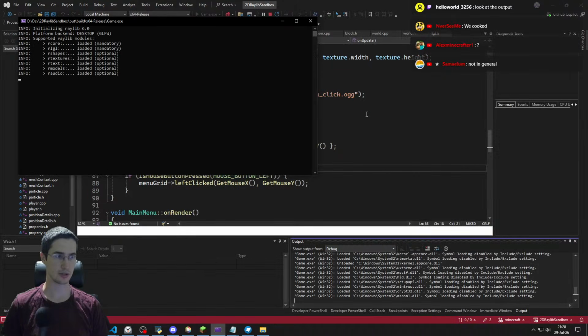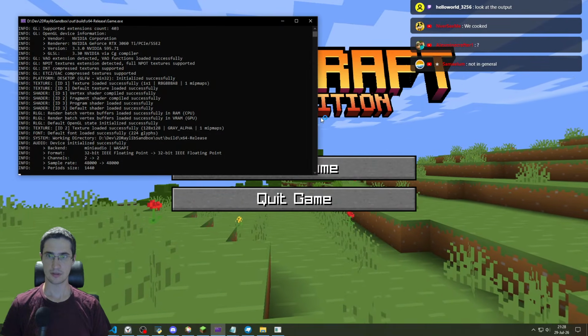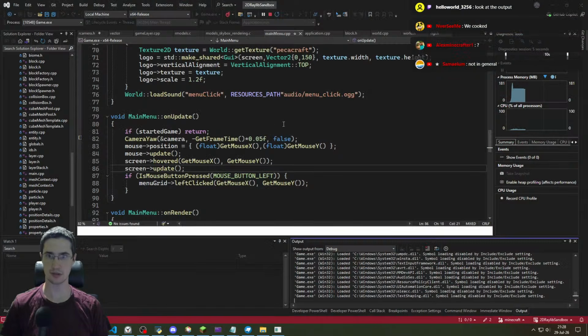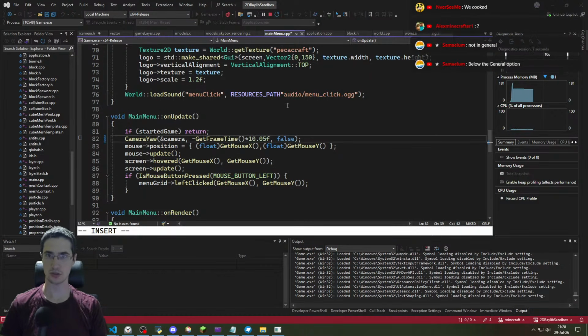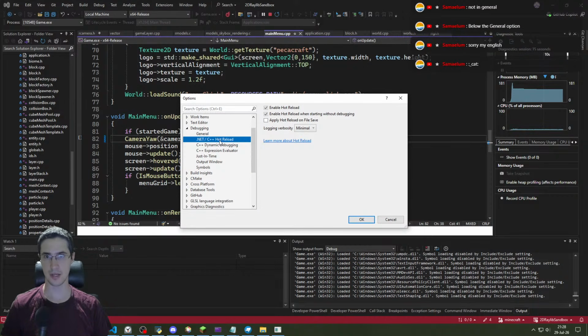Let's see the actual error when we try to hot reload, chat. Like this, hot reload. Do we have options here? Hot reload on file save. Settings, we have settings here. Enable hot reload. Apply hot reload on file save.